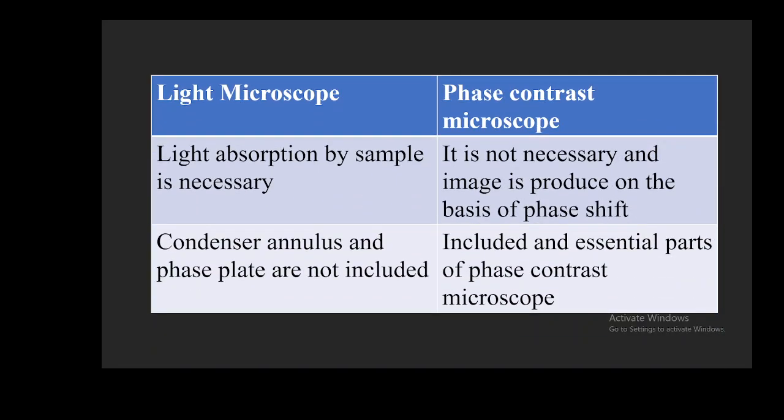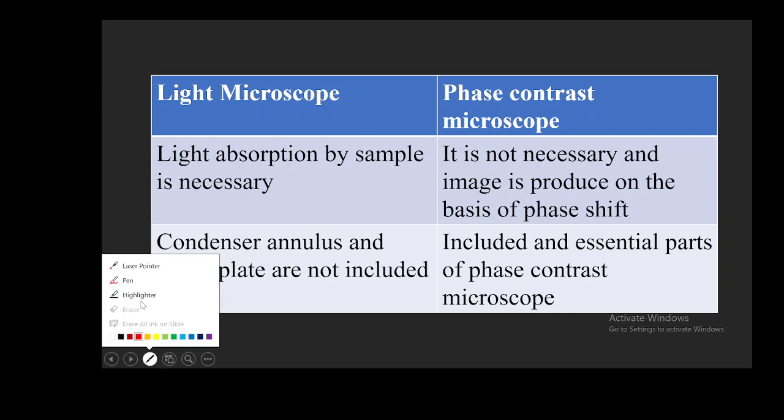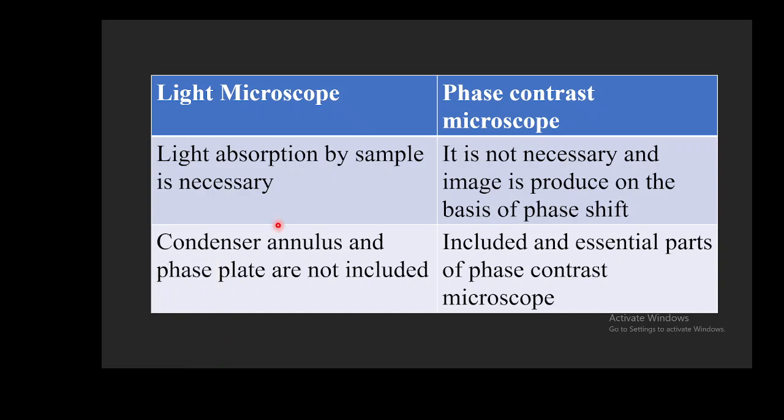So first of all, we will understand what is the difference between the light microscope and the phase contrast microscope. In case of the light microscope, image is produced when the specimen is absorbing the light. In case of the phase contrast microscope, light absorption is not necessary. Rather, the image is produced on the basis of the phase shift which is created by the phase plate, which we will discuss in the future slides.